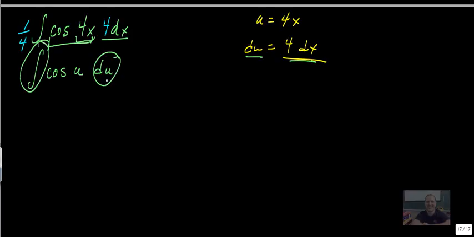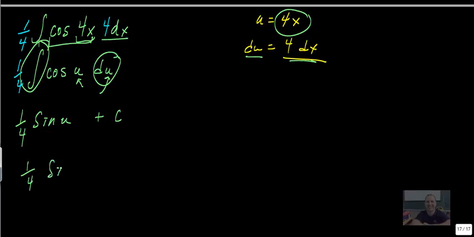This and this are going to go away. Why? Because I've got u there and I've got u there. And so all you do is take the antiderivative of cos of u, which is sine of u. The antiderivative of cos is sine, both positive. And of course, plus c, right? And what did we almost forget here is that 1/4 we had out here. And so that's 1/4 sine u plus c. Now replace u with 4x, and you should have your answer to the indefinite integral. Make sure you add plus c there.